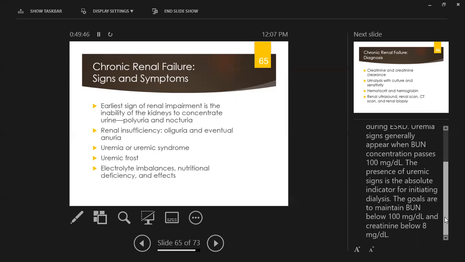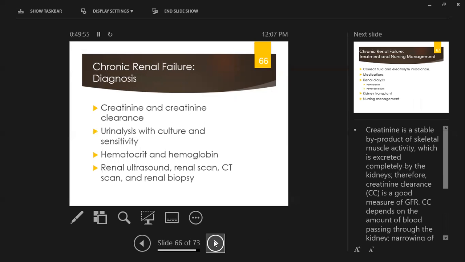If they've got the systemic signs of uremia, we need to get that out of the blood. The goal is to maintain that BUN below 100 and the creatinine below 8 milligrams per deciliter. Well, how do we diagnose this? Well, we look at the creatinine and the creatinine clearance. We may do urinalysis with culture and sensitivity. We may get an H&H, a renal ultrasound, a renal scan, a CT scan, or a renal biopsy.